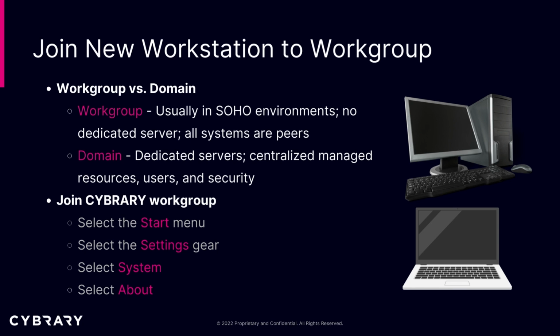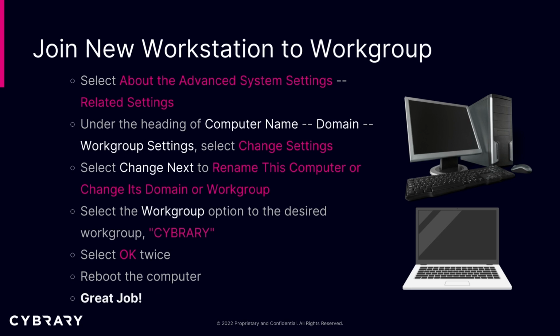We're going to start by hitting the Start menu, selecting the Settings gear, selecting System, then About. Then we're going to select Advanced system settings, then related settings. Under the heading of computer name, domain, and workgroup settings, we're going to select Change settings. Next, we're going to rename this computer or change its domain or work group and select the work group option. We're going to make the work group Cybrary because that's the name of our small work group. We're going to hit OK twice and reboot the computer. Okay, we have joined that system to the work group by following those steps.